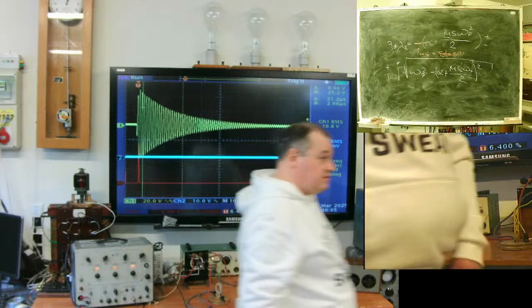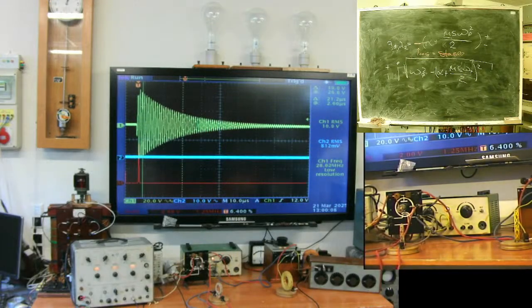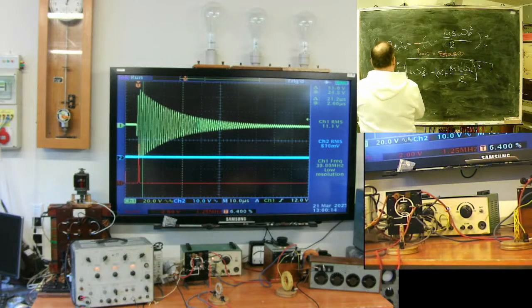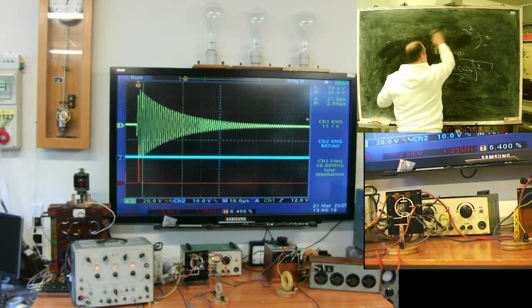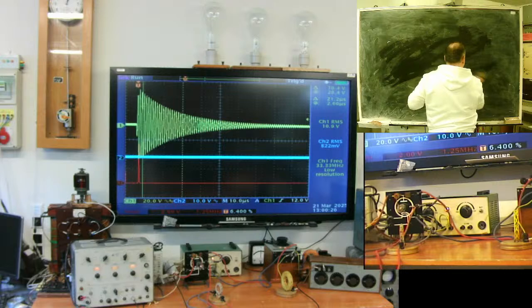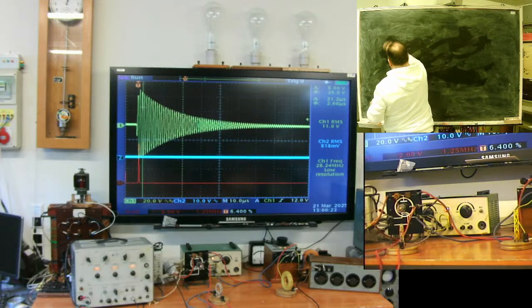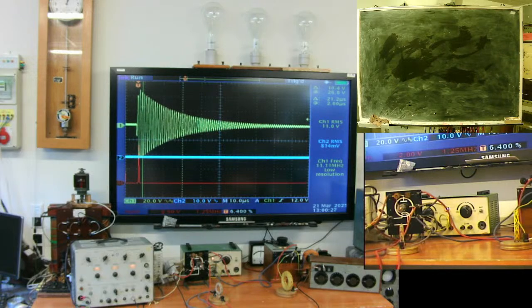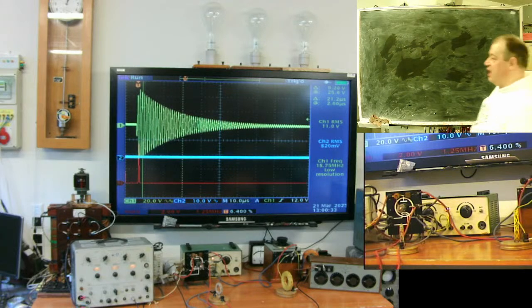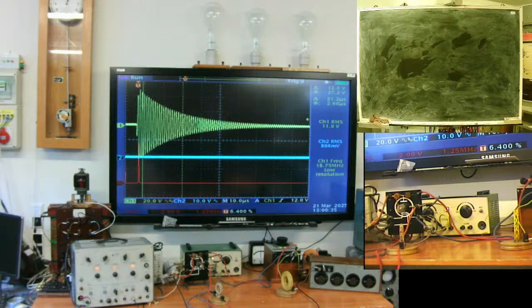Negative feedback makes the system more stable and more linear. Okay, let's see what will happen in the opposite case. What can I do? I can try positive feedback.